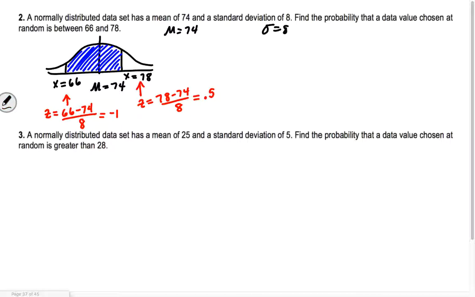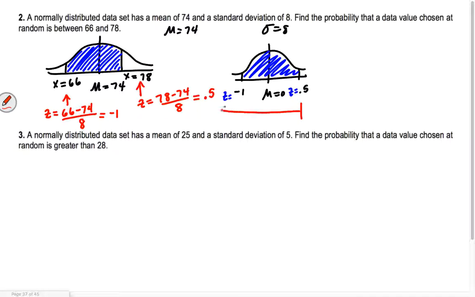So it's really the same as when we first started class, and we were just taking our mean was 0, and we had 0.5 and -1. We're doing exactly the same thing. These are now z-scores, so we can use our chart. So let's look up 0.5. When you guys look up 0.5, what did you get? 0.6915. Yes, we got 0.6915.